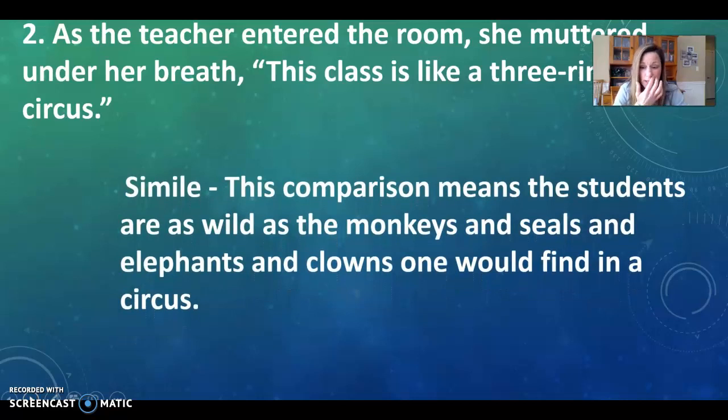Okay, so hopefully you figured that this was a simile because it is using "like" to compare this teacher's class to a three-ring circus. And it probably means that these students are wild, just like the animals in the zoo, right? Those wild animals at the zoo, or the circus, okay? Not the zoo. You could have said zoo too, and it would mean the same thing probably.